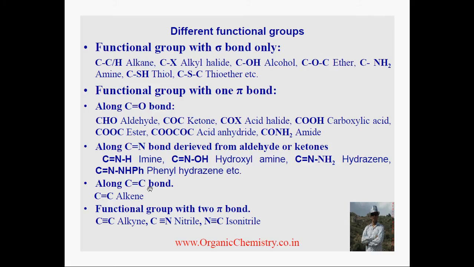A carbon-carbon double bond is called alkene. Maybe a carbon-carbon triple bond, alkyne. Maybe a carbon-nitrogen triple bond, it is nitrile. Or maybe nitrogen triple bond carbon, it may be isonitrile.